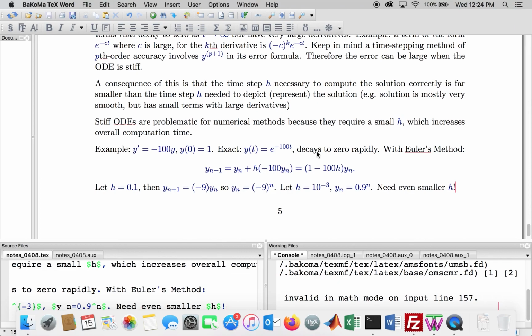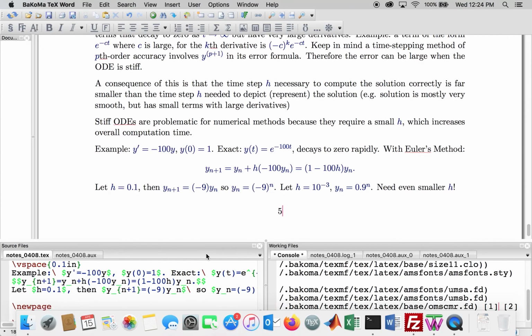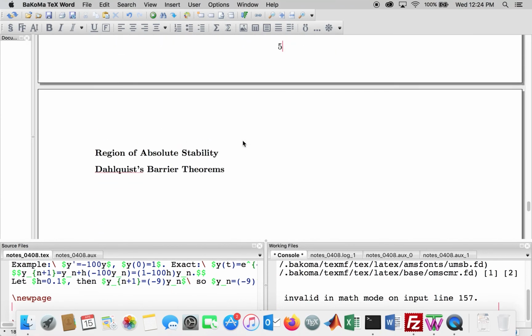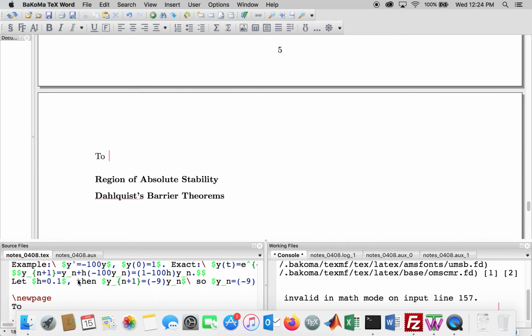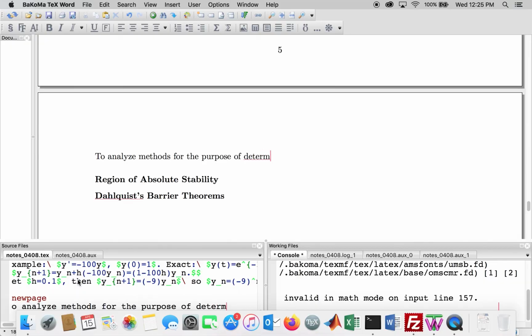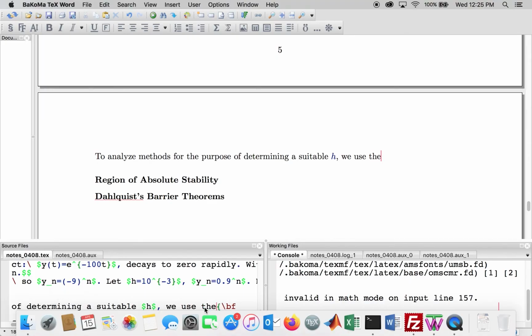What we'd like to be able to do is get an idea, for a general one-step or multi-step method, of how small h needs to be for a particular problem to ensure a qualitatively correct solution. So I'll go to a new page here. To analyze methods for the purpose of determining this, we use the test equation.